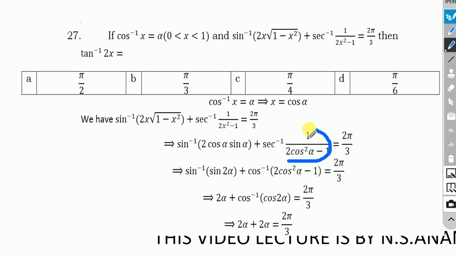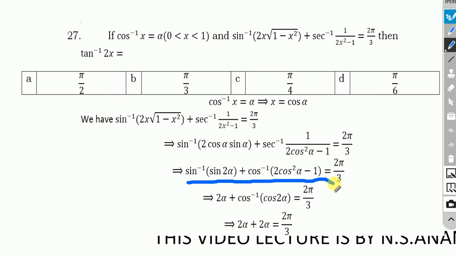We know that 2 sin alpha cos alpha is sin 2 alpha, and secant inverse of 1 by x is equal to cos inverse of x. So let us take the reciprocal here. So secant inverse becomes cos inverse, and 1 by 2 cos square alpha minus 1 becomes 2 cos square alpha minus 1, because secant inverse 1 by x is equal to cos inverse x. Therefore, the given expression becomes sin inverse of sin 2 alpha plus cos inverse of 2 cos square alpha minus 1, which is equal to 2 pi by 3.